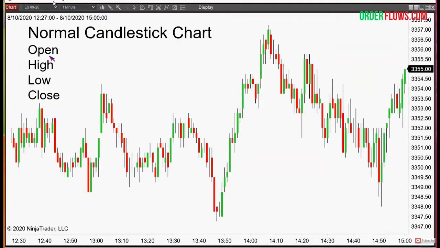Now, if you're looking at a normal candlestick chart, right? Just your regular everyday candlestick chart. Some people think it's the greatest chart ever because I can see the open, the high, the low, the close. I can see the relationship between the open and the close, and I can make a decision from there. Well, that's all well and good, maybe 100 years ago.